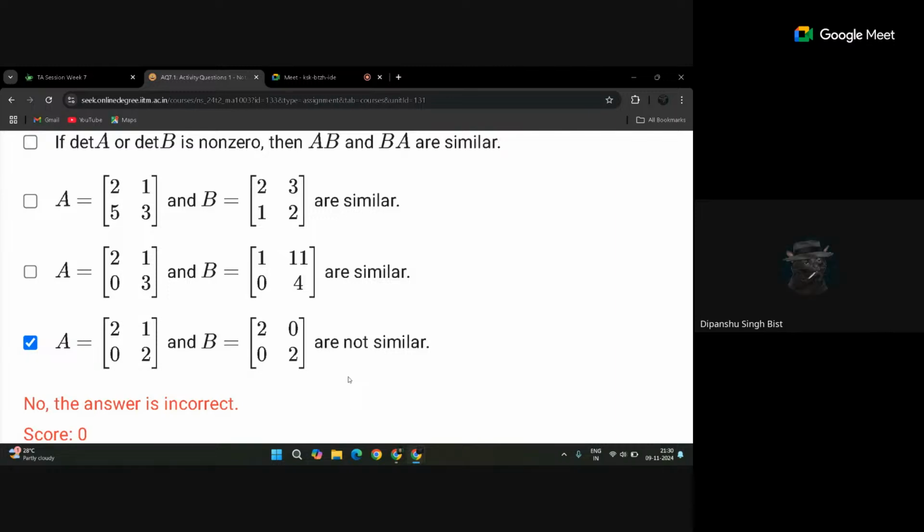Just 1 second. I had a doubt in one thing. Can you obtain B by using A? If you do R1 minus half of R2, shouldn't you get B again?